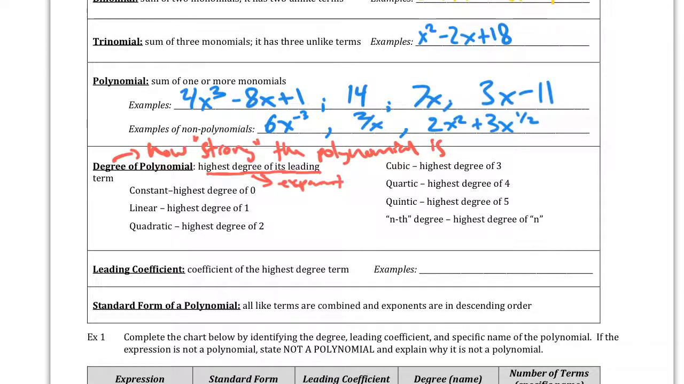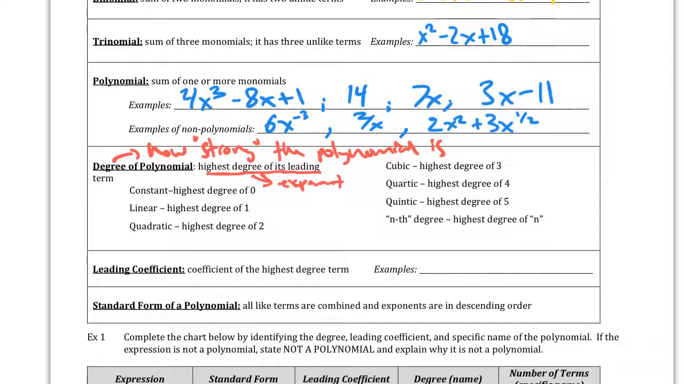And then we can build up from there. Cubic is the highest exponent is 3, quartic, 4, quintic, 5. And then if it's bigger than 5, we usually just say the nth degree. So these words here, constant, linear, quadratic, cubic, quartic, quintic, are words you need to know. Okay, and we'll practice that in a minute.